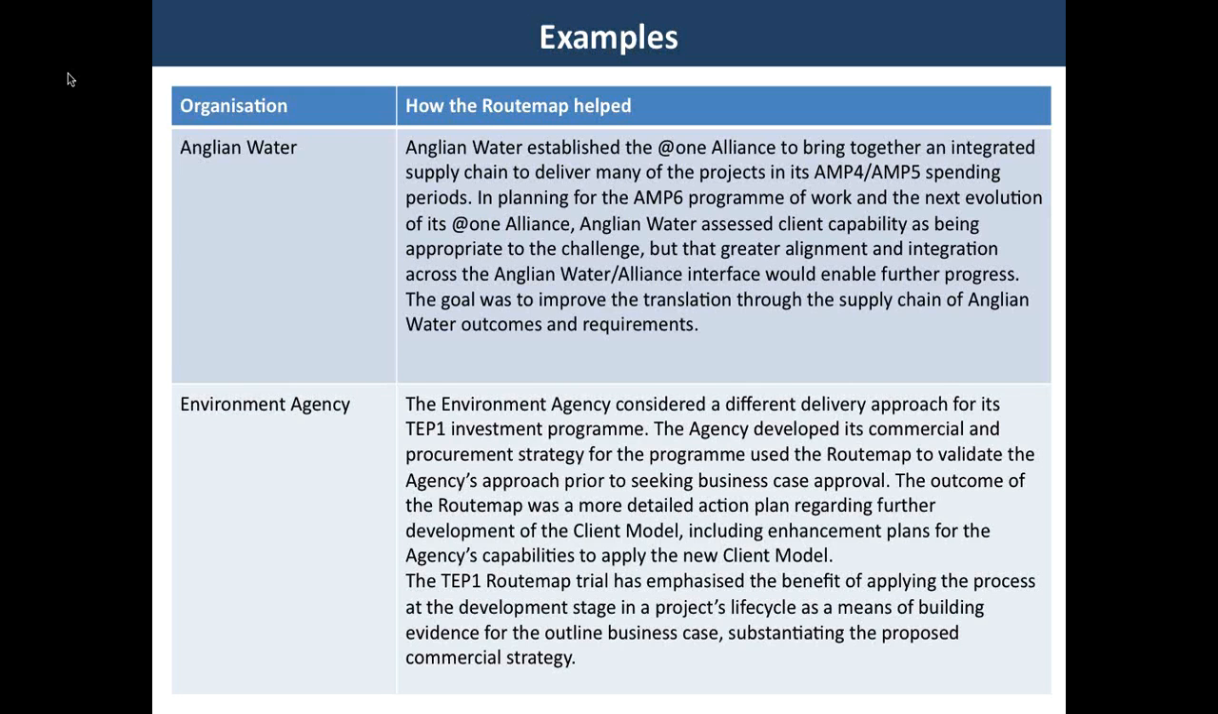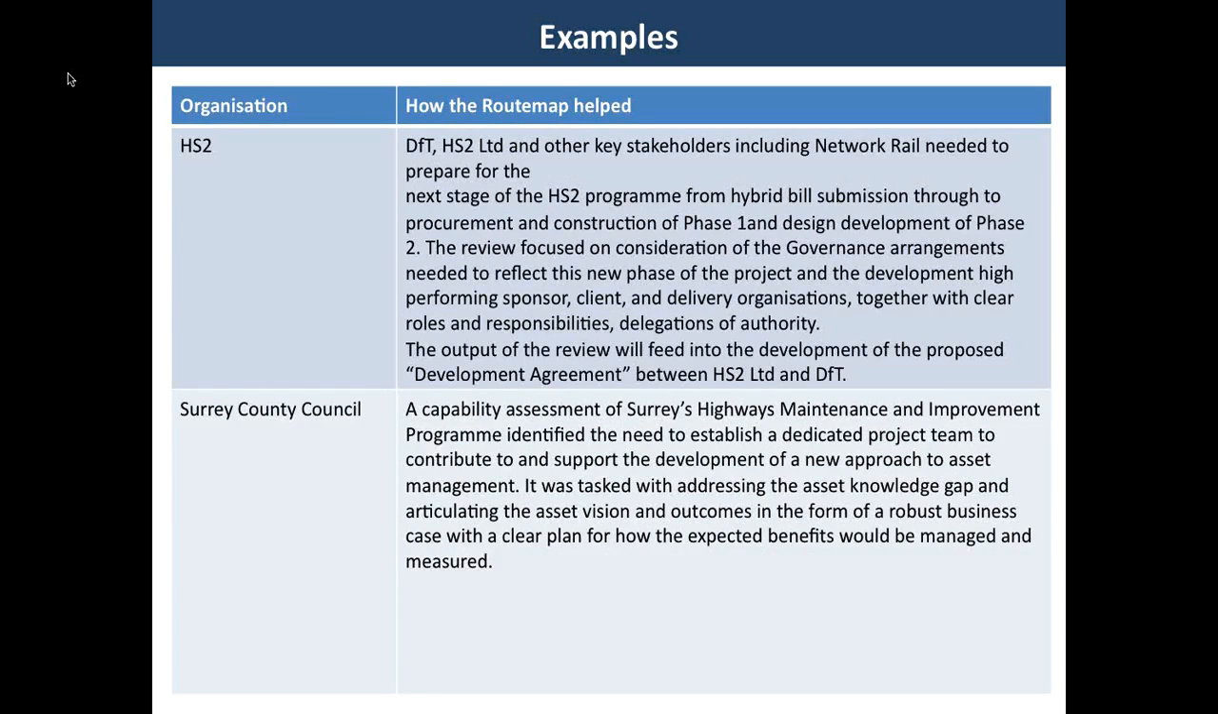At HS2, the route map review focused on consideration of the governance ranges needed for the upcoming phase of the project and the development of high-performing sponsor, client, and delivery organizations. The output of the review is fed into work on a development agreement between HS2 as a client and DFT as the sponsor. And this was really key in sorting out responsibilities of a project that spans many complex boundaries.